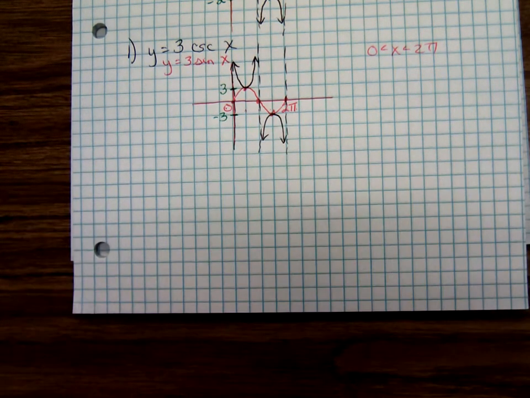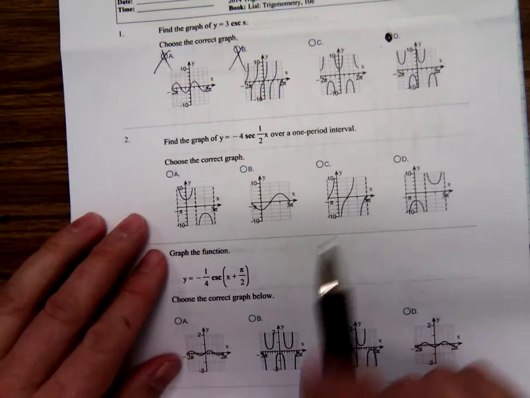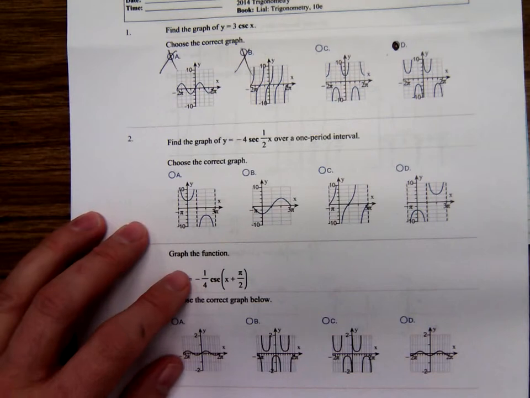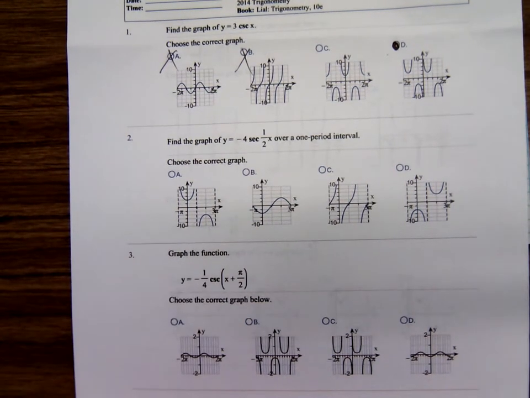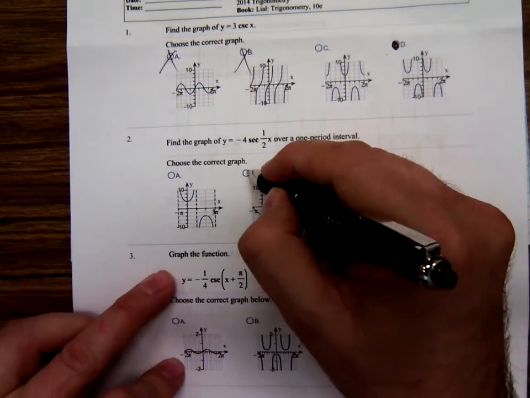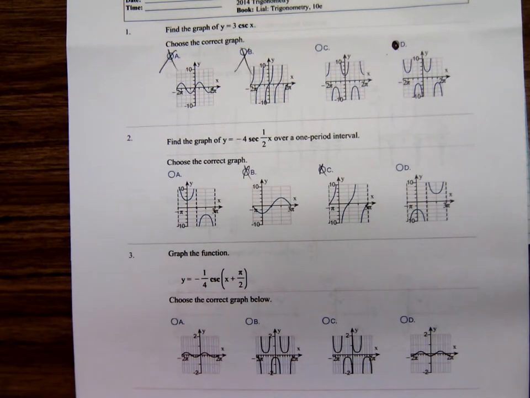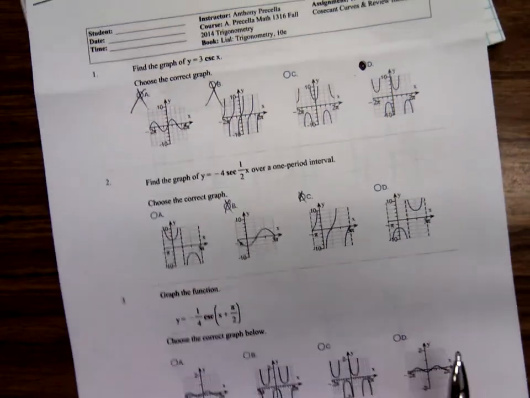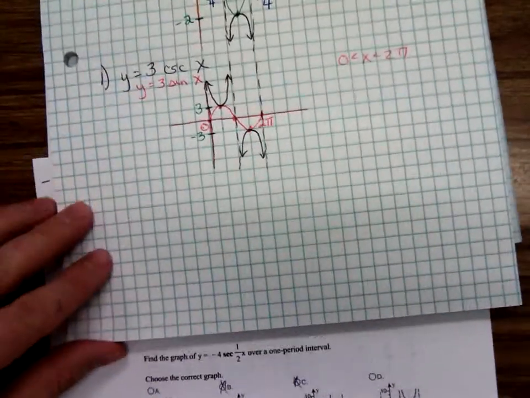And what is problem number 2? Well, number 2. -4 secant 1/2 x. That's what we're going to graph. You can already guess it's not going to be B or C. Okay. So, we're going to start off graphing y equals -4 what? Cosine? So it's number 2. So the key to be able to graph the secant and cosecant is to be able to graph sine and cosine. Okay? So let's see. Number 2.